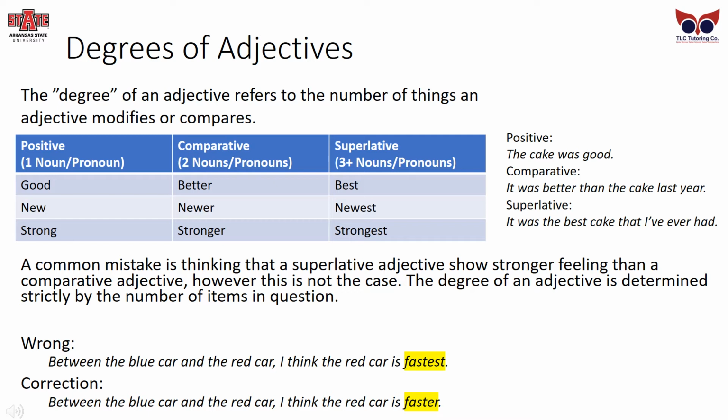Positive adjectives are used to modify a single thing. Comparative adjectives compare two things. Superlative adjectives compare three or more things.